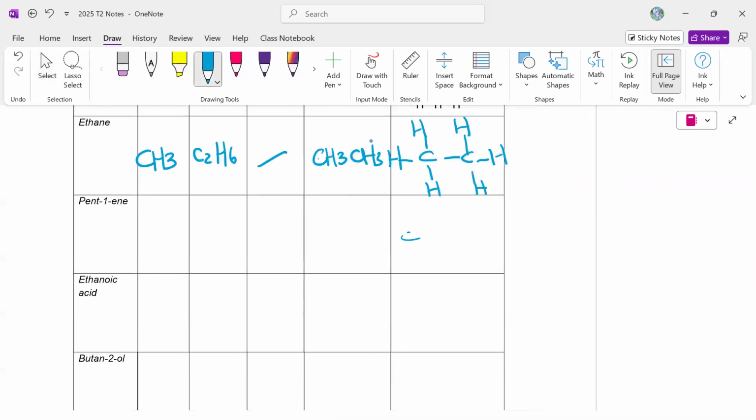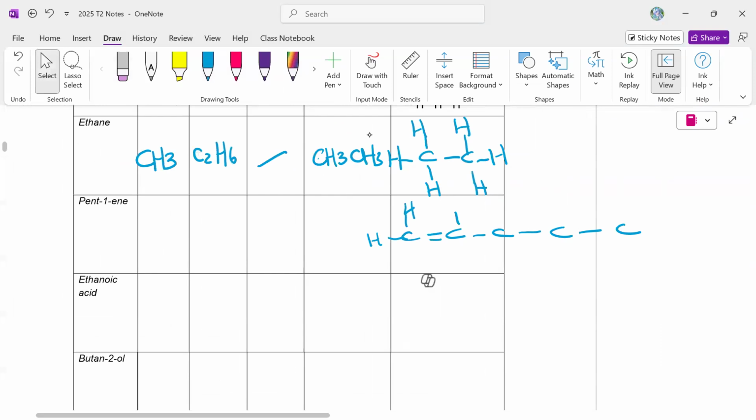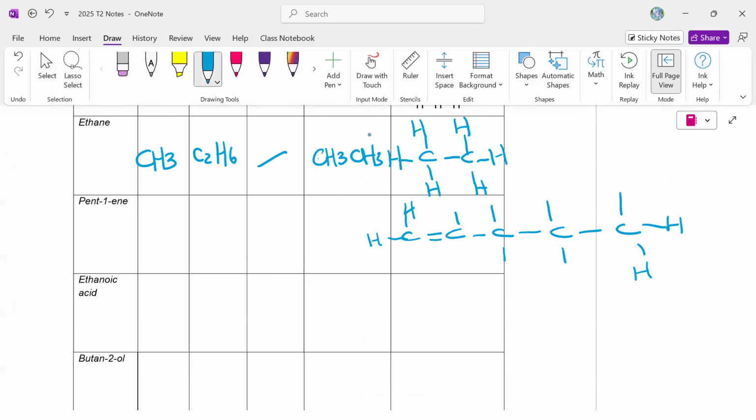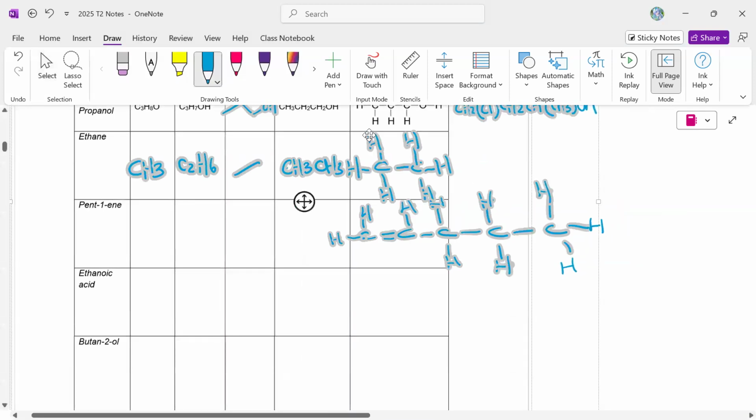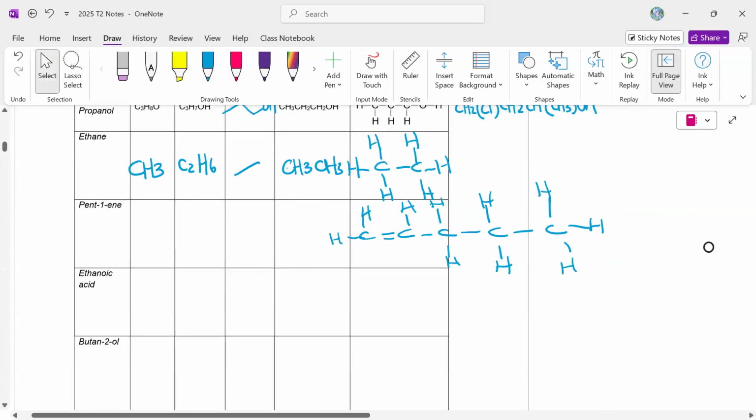So pent-1-ene. Double bond at number 1. Every carbon has 4 bonds, so make sure you fill up the bonds to make sure it's always 4 and not like this, where you have 5 bonded carbon. Then you can fill in all the hydrogen because the question asks for displayed formula, so you have to fill them in. And then what you read is what you write out for your condensed formula.